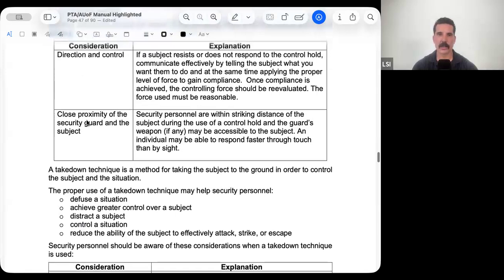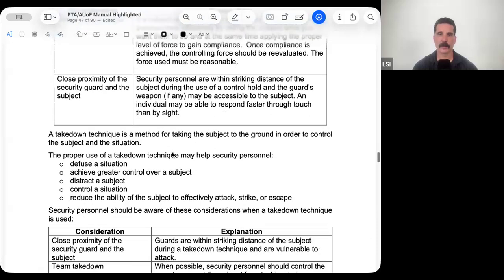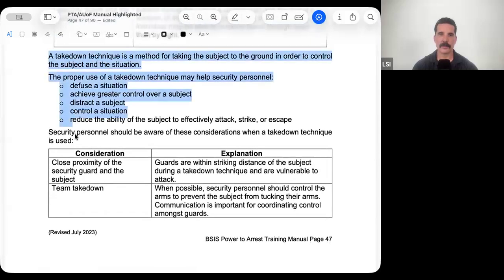Then the next consideration, close proximity of the security guard and the subject. Explanation is security personnel are within striking distance of the subject during the use of a control hold, and the guard's weapon, if any, may be accessible to the subject. An individual may be able to respond faster through touch than by sight. And it continues.